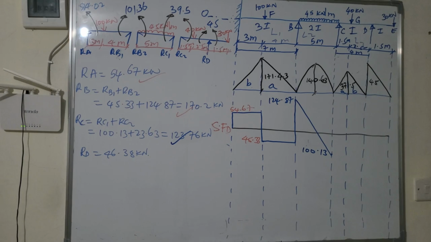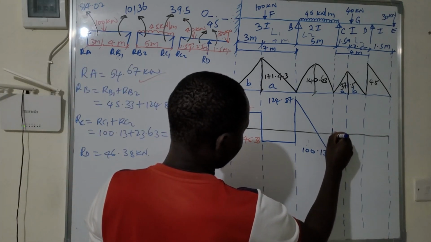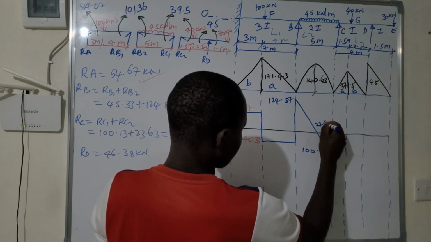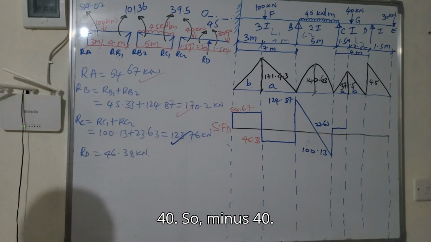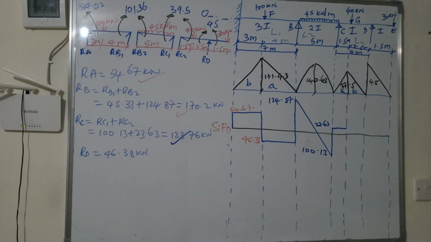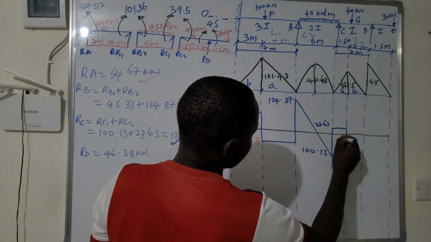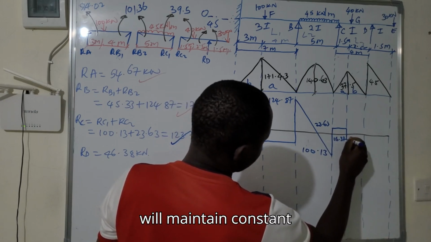It gives you 23.68. So somewhere like there, 23.63. It will be constant up to loading 40. So minus 40. That one is negative 16.37. So negative 16.37.